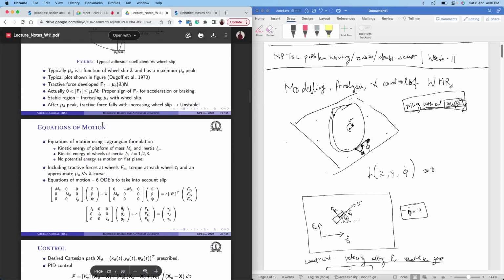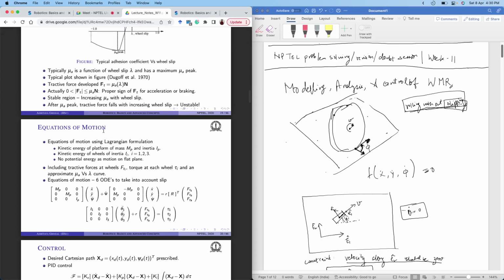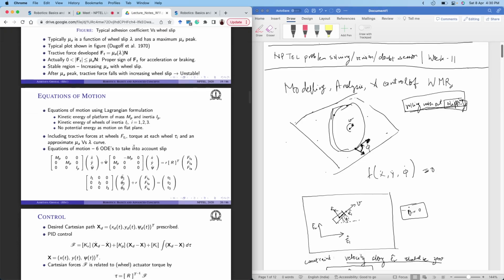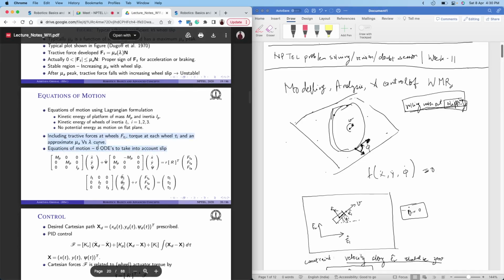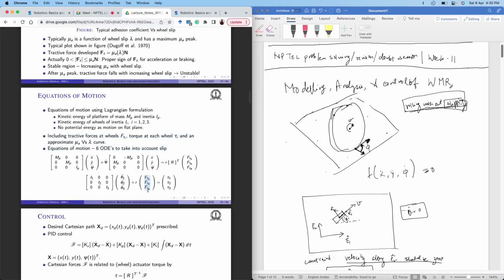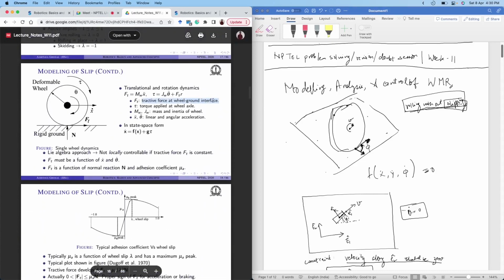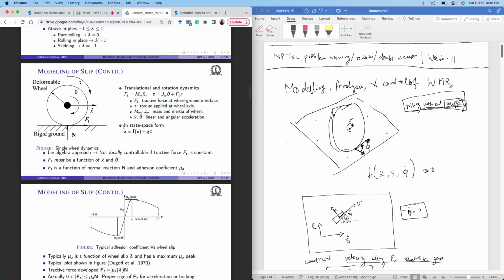Okay, you just write the kinetic energy, potential energy, and use the Euler-Lagrange equations to get the final equation of motion. And this particular case does take into account slip, in the form of these forces, right? Because it has been modeled here, the tractive force and the torque applied.